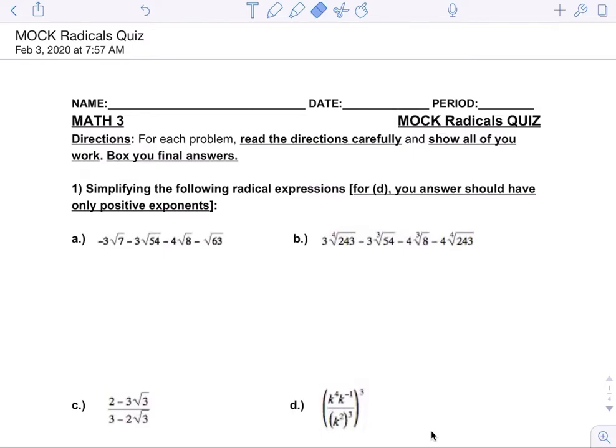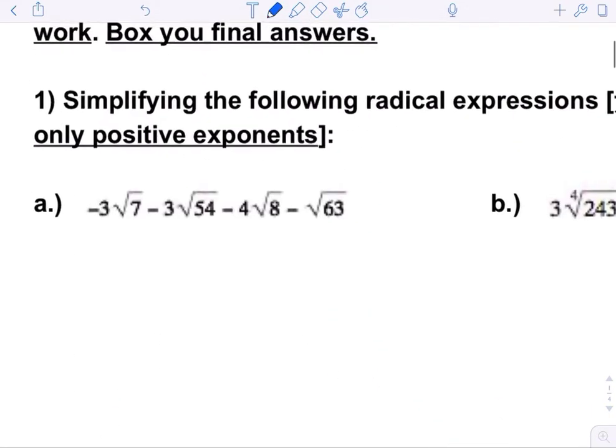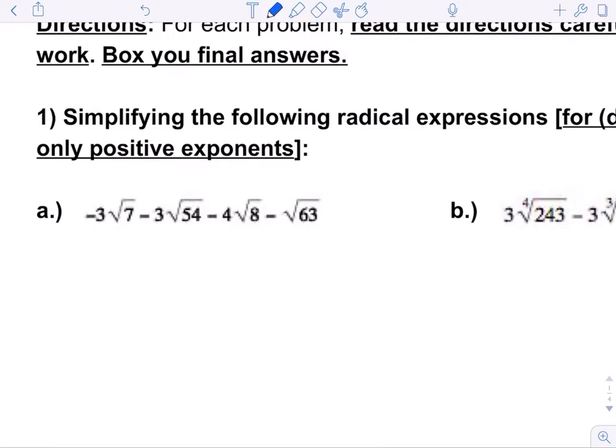Here's the radicals quiz. Here is question 1. You have to simplify these radicals.